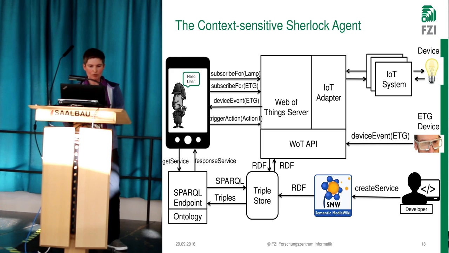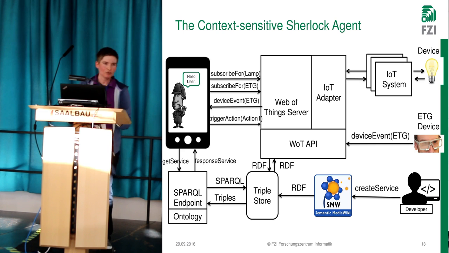So we get the service description. And then in this service description, it is specified to which kinds of devices the Sherlock agent has to subscribe. So it subscribes in this case to devices of type lamp and to devices of type eye tracking glass. And then we assume a device event is occurring: the user who is wearing an eye tracking glass has detected a lamp with his eye tracking glass.